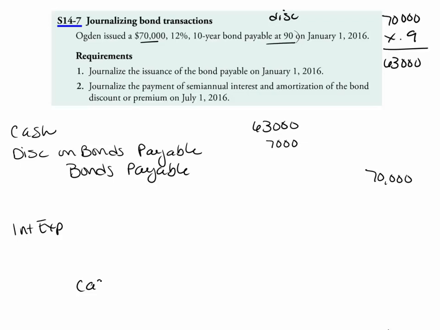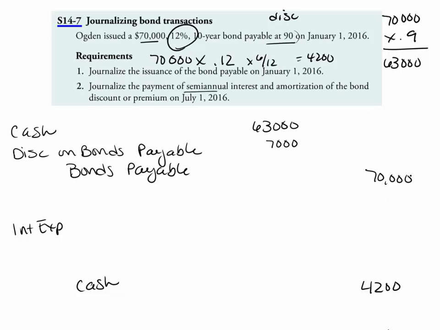Now when I pay interest, I know I'm going to debit interest expense, and I know I'm going to credit cash. Let's do the cash first. So the cash, this determines the discount. This 12% determines the cash that's paid. So $70,000 times 12%, and this is a semi-annual payment, so 6 months over 12. So I'll take the 70,000 times 12 and take half of that, which means the cash that I have to pay is $4,200.